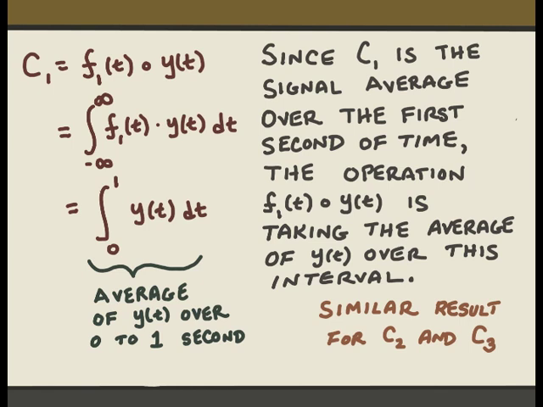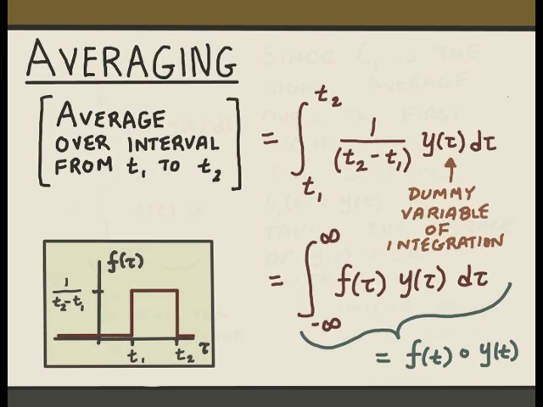The same is true for finding C2 and C3. They are the averages over the second and third interval. So in this slide we have the general idea. Define function f of t as in the diagram shown at the bottom of the page.